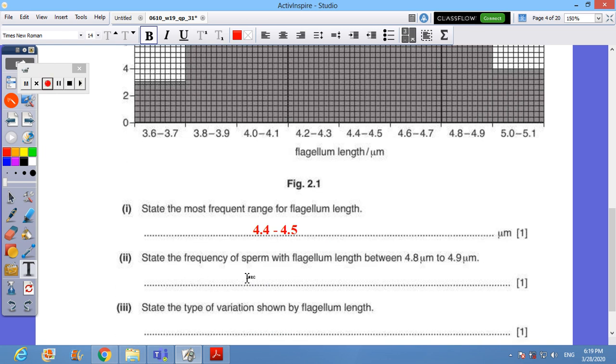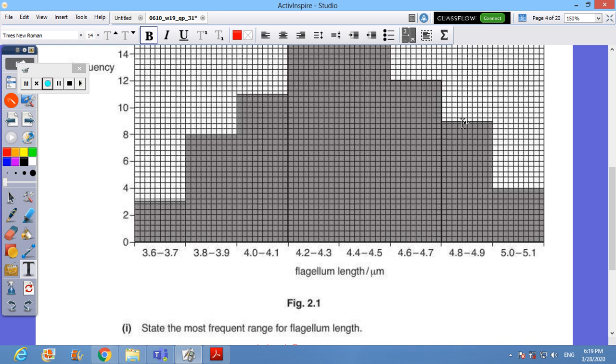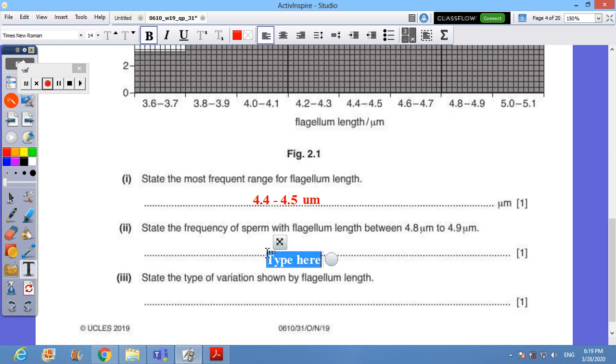State the frequency of the sperm with the flagellum length between 4.8 to 4.9. By the way, right here we did forget to write the unit and this is a big mistake. This is micrometer. Shouldn't forget about the unit, micrometer. Which is ranging between 4.8, 4.9, which is the one before the last. It's almost 9, halfway between 8 and 10. So this is supposed to be 9. Frequency is 9. Very good.